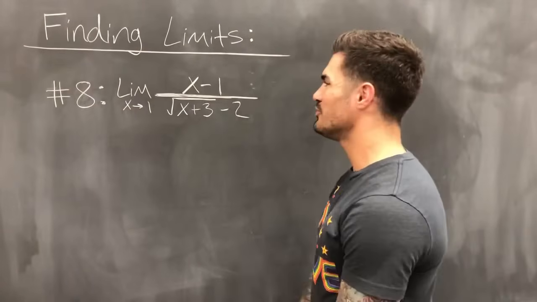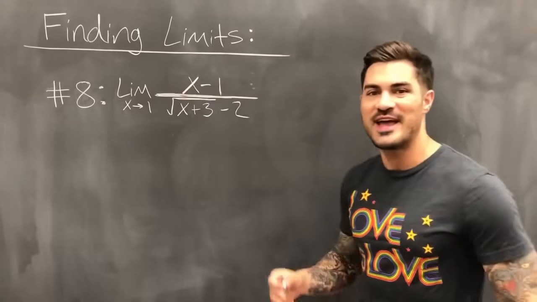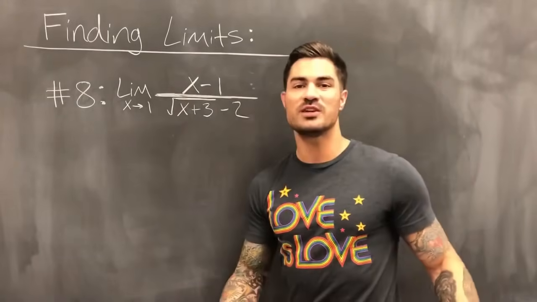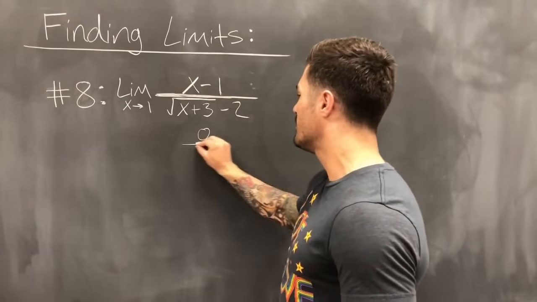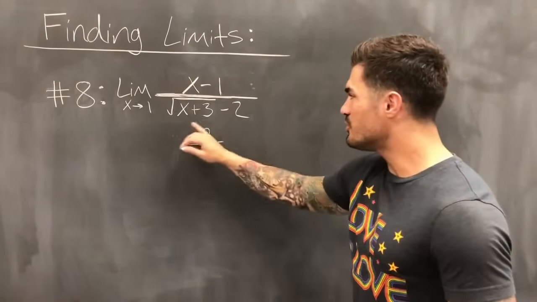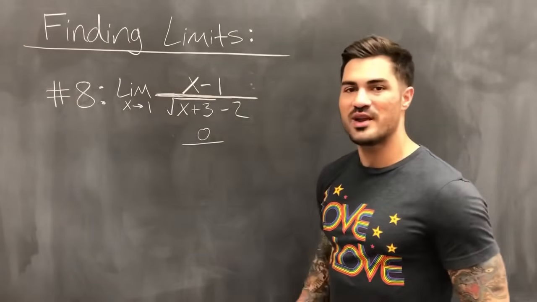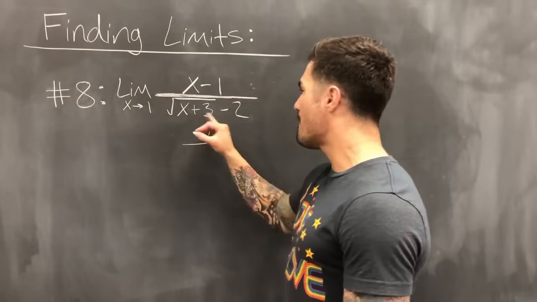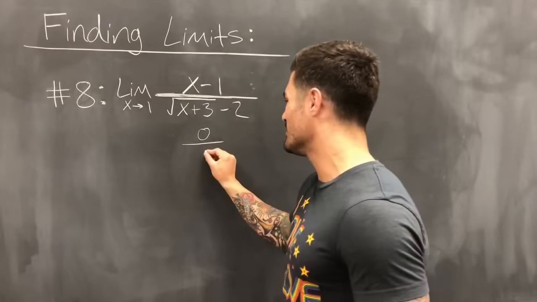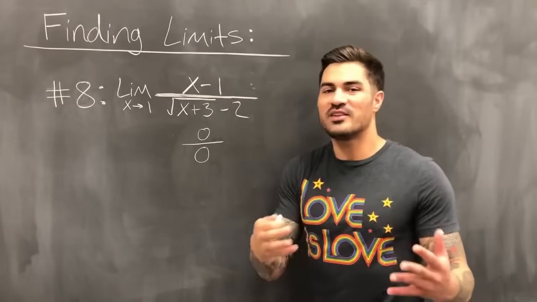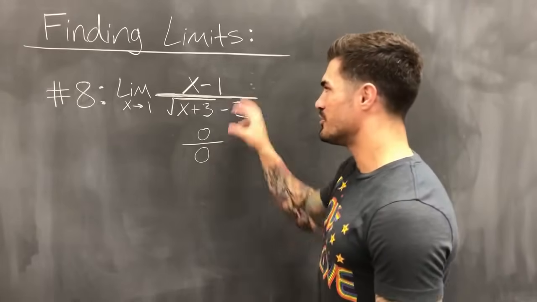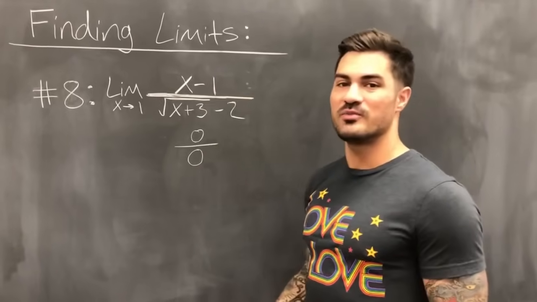All right, example number 8, we have the limit of this function as x approaches 1. So what's the first thing we do? Plug 1 into the function and see what happens. So we get 1 minus 1, that's 0 in the numerator. Under this square root, we get 1 plus 3, that's the square root of 4, which is 2. Minus 2 is 0 in the denominator as well. So we most likely have a hole, and our limit most likely exists, but how do we find out for sure? We've got to reduce this to its lowest terms. So how do we do that?